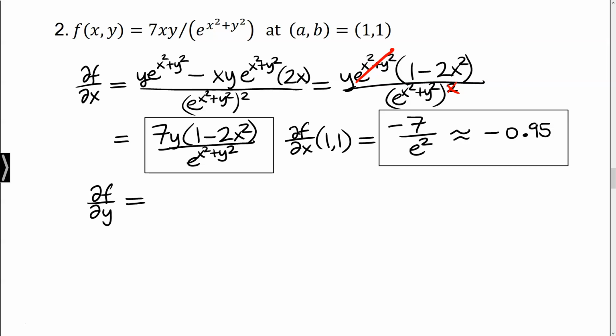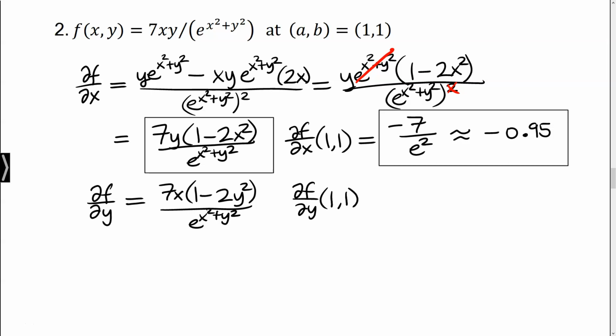So the partial with respect to y is going to be 7x times 1 minus 2y squared over e to the x squared plus y squared. Okay, saved myself some work there, which also means the partial with respect to y at 1, 1, since x is equal to y there, is also going to be the same, minus 7 over e squared, or minus 0.95.